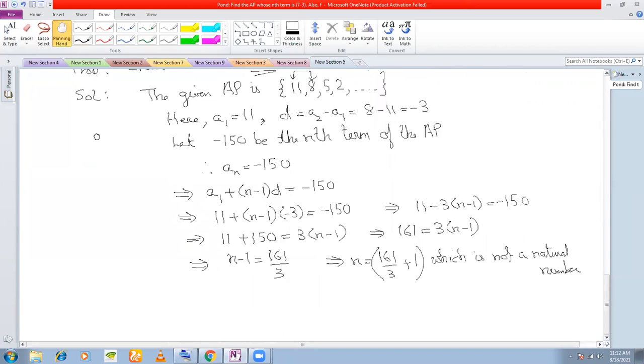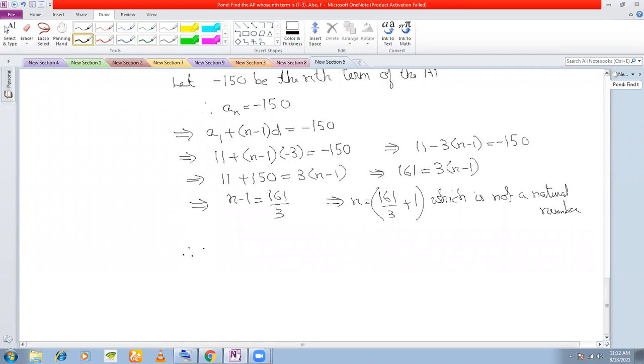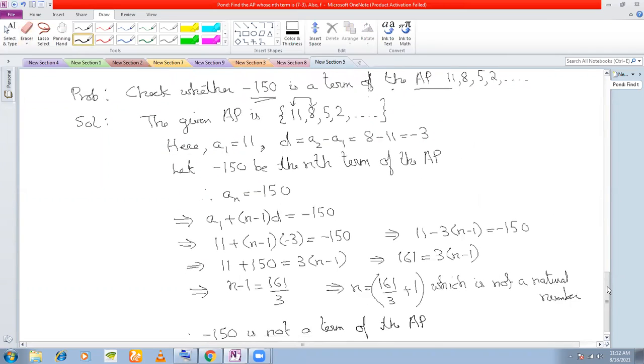Therefore, what do we say? Therefore, minus 150 is not a term of the AP 11, 8, 5, 2, and so on.